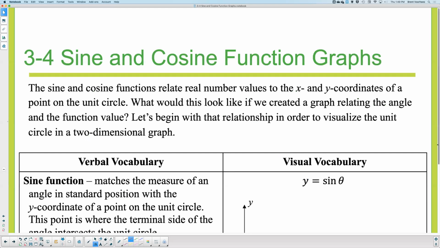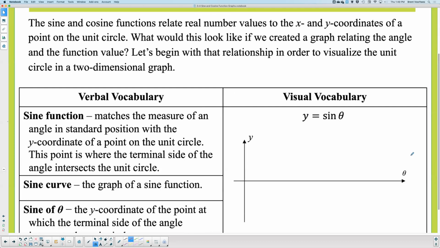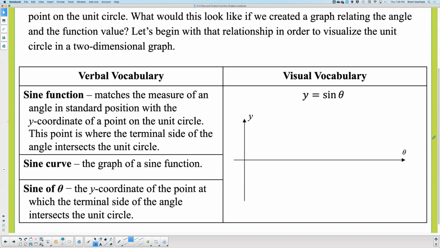Let's begin with sine. So sine represents the y coordinate. I'm going to skip a lot of these words. You can read them later. Cosine represents the x value. So first, sine matches up. Make sure you circle this or draw it out to the y coordinate. Sine is the y coordinate.